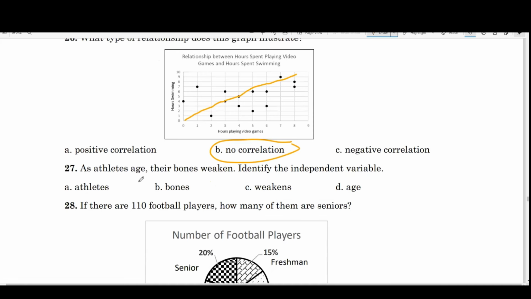Number 27 says, as athletes age, their bones weaken. Identify the independent variable. So independent is what's influencing the change. All right, what two things are we talking about? Age and bones. So a giveaway is time is always an independent variable. Time is always independent. And that's on the notes page of this section, which talks about the relationship between two variables.